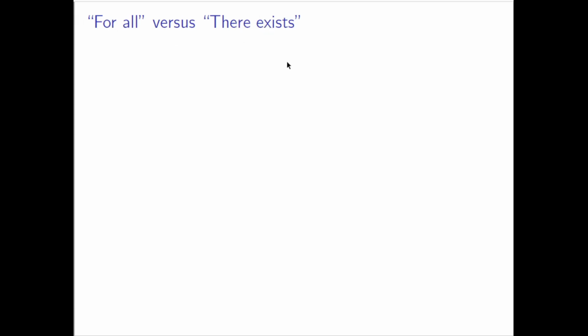But first, before talking about how to prove and use these things, we better just be clear about what these things mean, right? And these things often can get confused for one another. That happens. So I just want to sort out some things and make sure to get a couple friendly warnings in place so that we have some good habits. Okay, so for all versus there exists.